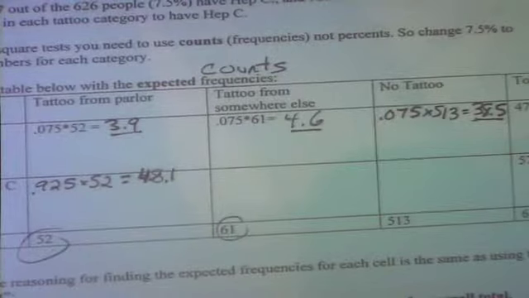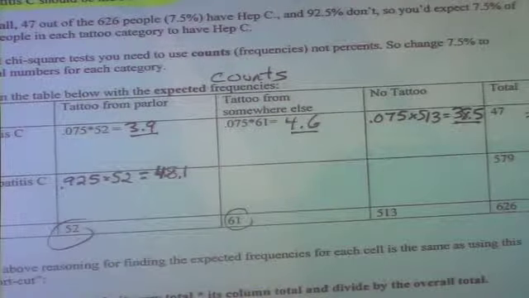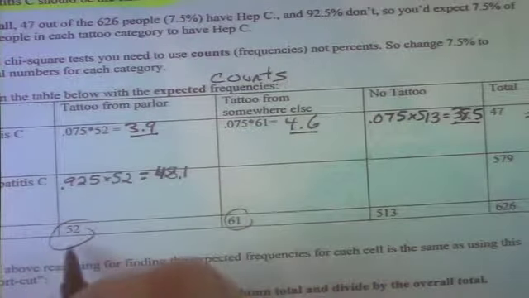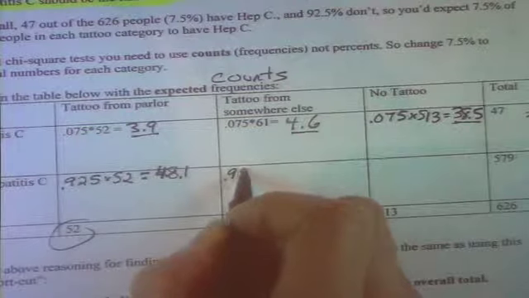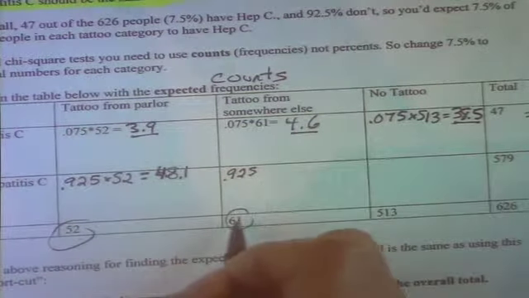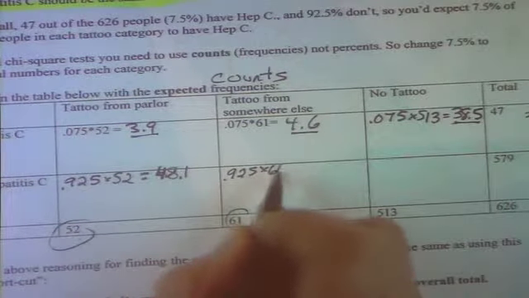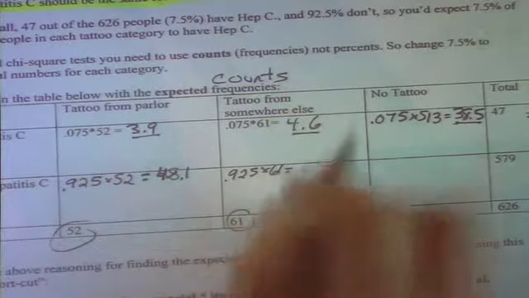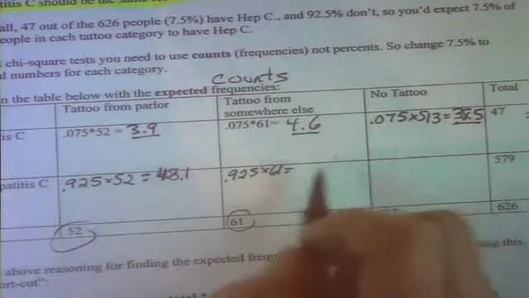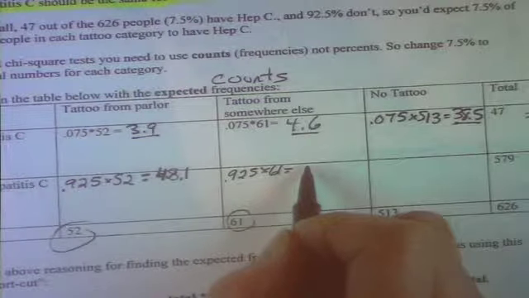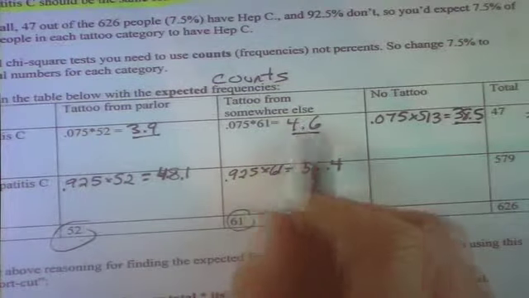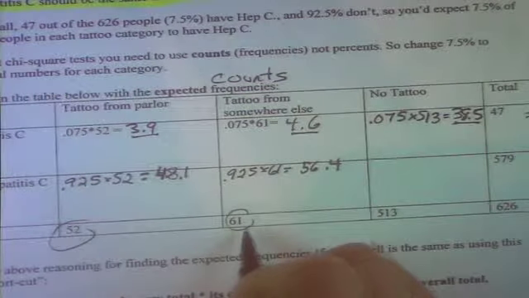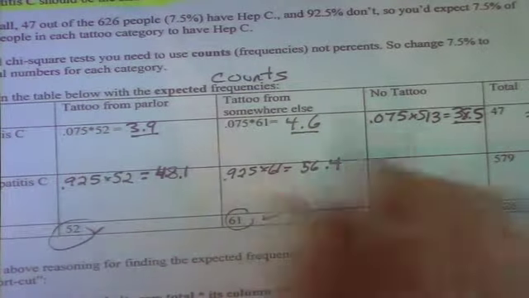Okay, that says 48.1. And that better add up to 52, and it does. And then we're going to say that 0.925% of the 61 don't have hepatitis C because they're under the null. That's how it would be. And here we get 56.4. Check that it adds up to 61, and it does. So that checks and that checks.